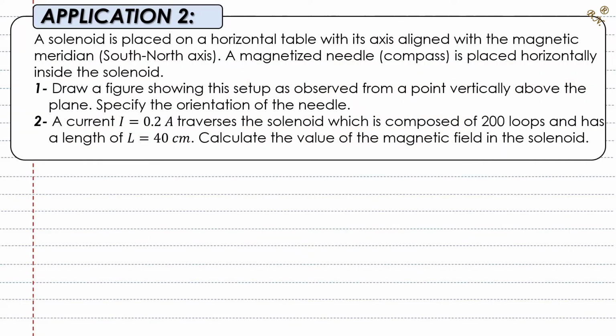Now, try to solve this problem, which is a direct application of what we have seen so far. A solenoid is placed on a horizontal table with its axis aligned with the magnetic meridian, which is the south and north axis. So here you have to draw the plane showing the north, south, west and east directions. This might be a bit tricky in drawing, but it's simple. Draw a figure showing the setup as observed from a point vertically above the plane. Specify the direction of the needle placed inside the solenoid. Then a current I traverses the solenoid, and you need to calculate the value of the magnetic field of the solenoid. This is a simple, direct application just to get used to the equations needed.